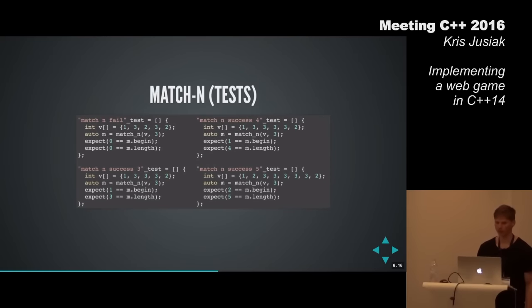Okay, so that's our tests. For that, let's just focus on one. If you have a view 1, 3, 2, 3, 2, and we would like to match n and verify whether the 3 is there, we won't get it. And in the second example below, we'll see that the begin will be 1 and the length will be 3 because we got it. And on the bottom right, we'll get match 5 because there are 5 elements which are in order.